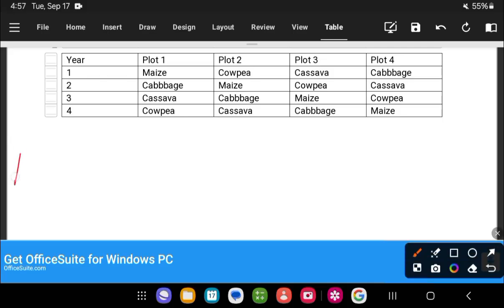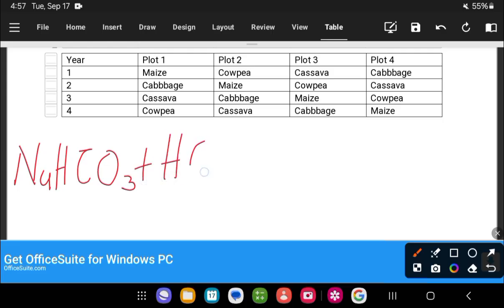So NaHCO3 plus HCl, and then our arrow here. This NaHCO3 is what is in the liver salt, and this is what is in your stomach. So the doctor had to get something to neutralize the acid. In balancing the equation, this Na, which is the sodium, will react with the chlorine because sodium is positively charged, chlorine is negatively charged. So NaCl.